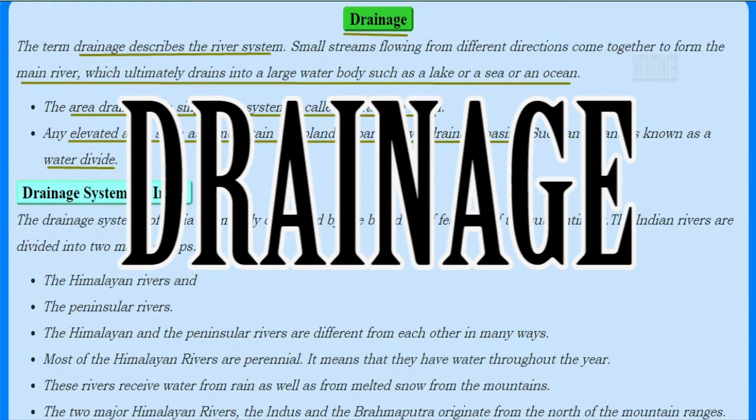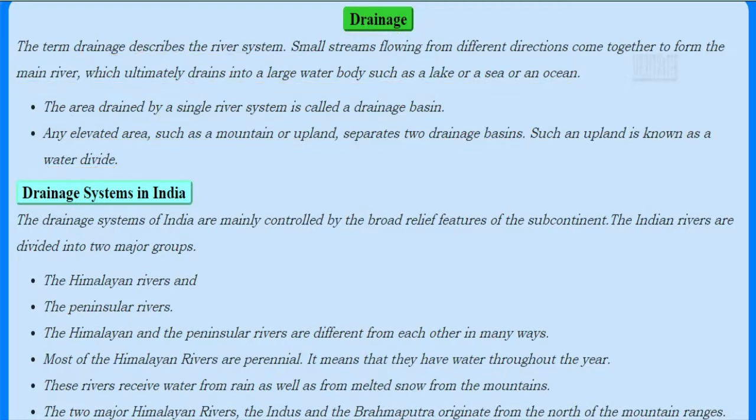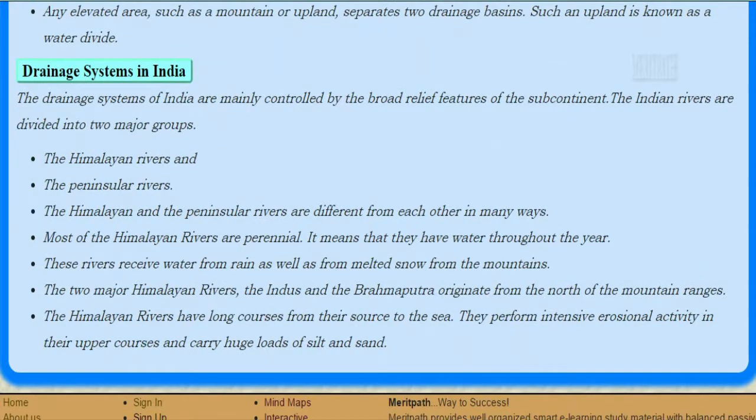Study about a new chapter called drainage. Drainage means river system. So small streams which are flowing from different directions, they come together to form a main river. And this main river ultimately drains into a large water body such as a lake, a sea or an ocean. So area drained by a single river system is known as drainage basin, and any elevated area such as mountain or upland which separates two drainage basins, this upland is known as water divide.